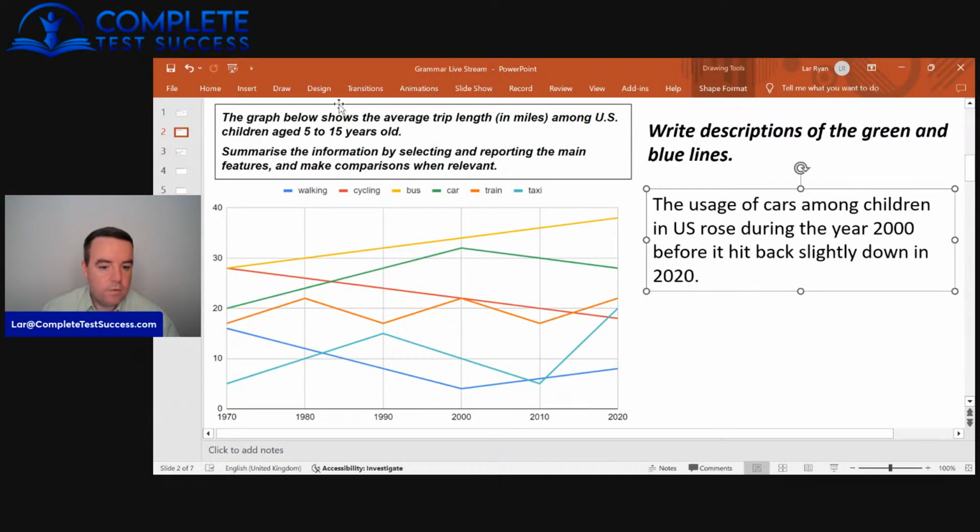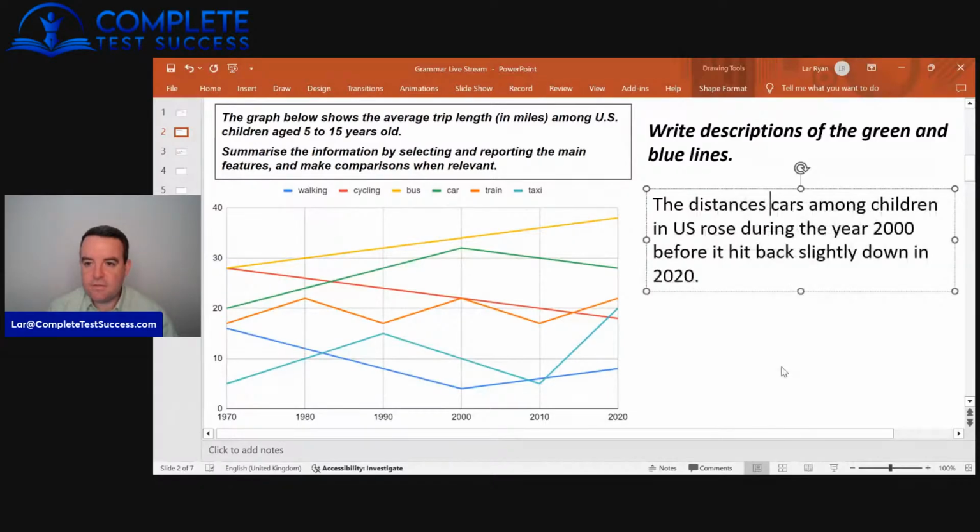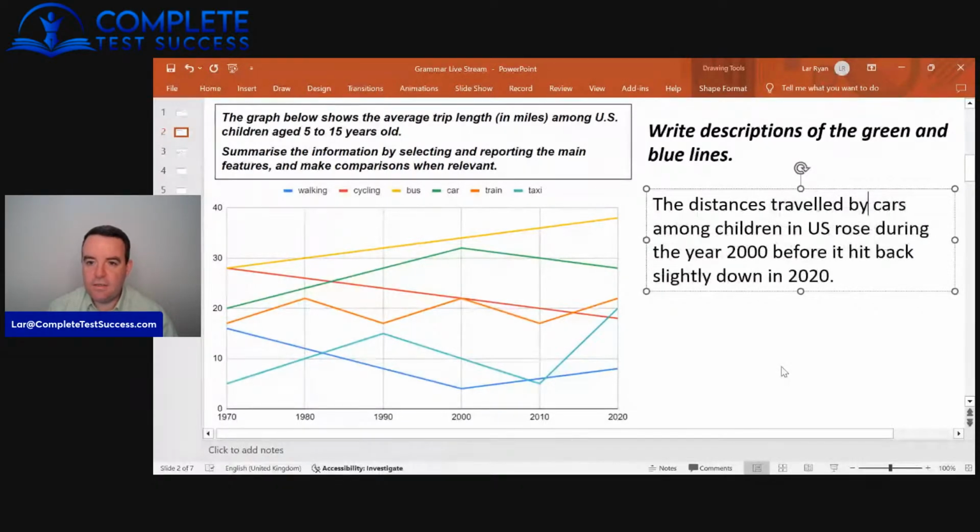All right. So I'm going to fix the vocab and grammar mistakes for you here. Okay, so the usage of cars among children, that's not really what we're talking about. It's like, how far did they travel by car? It's not that they're necessarily using the cars. It's not that they're driving the cars. So the distances traveled by car among children and it's always the US.